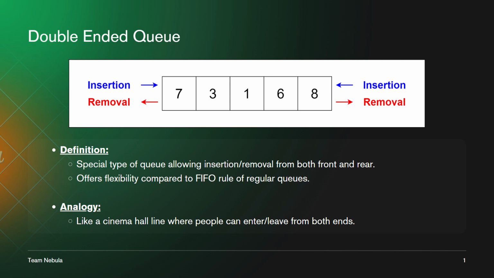Imagine a line of people waiting to enter a cinema hall. In a regular queue, the first person to arrive is the first one to enter the hall. But in a dequeue, people can enter or leave the line from both ends, giving us the freedom to handle the queue in different ways.